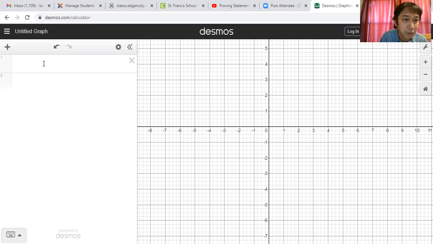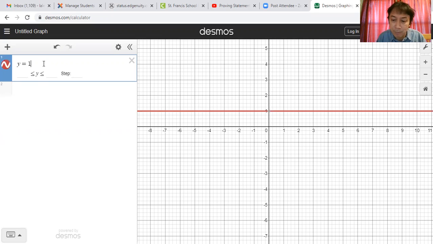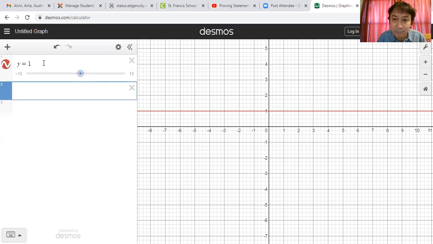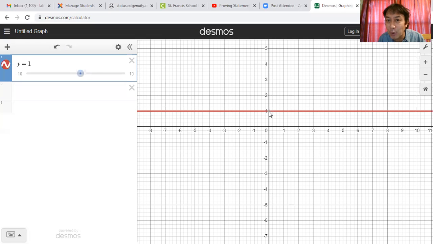If we try y equal to a constant, then it will be displayed. For example, you can type here y is equal to 1. There, you can see a red line here. That's y equal to 1, and it passes through (0, 1). So it's horizontal. If it's y equal to a number, the number after the equals is equivalent to all the y values in that particular line.